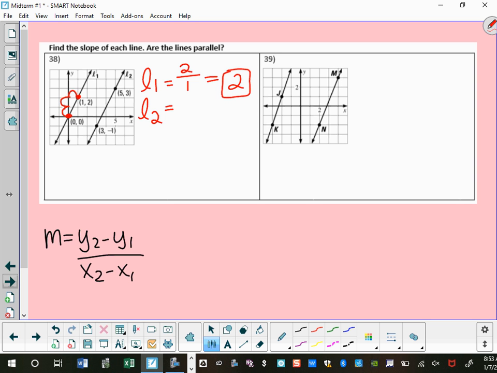What about my second line? How do I get from this first point to my second point? I'm rising 4, and I'm going over 2. When I simplify that, what's 4 over 2? 2 over 1, well, just 2. So when they ask me, are the lines parallel? Yes, because I have the same slope. They are parallel.